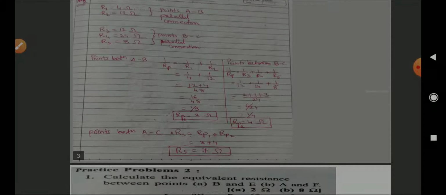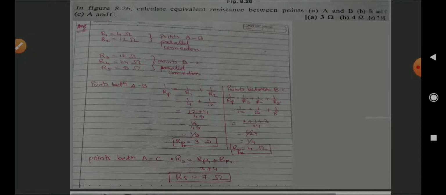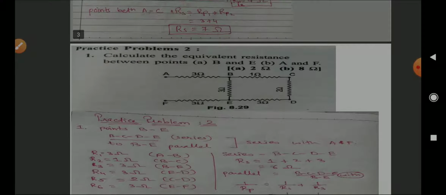So this is the way you do the sum. You need to first of all find out which one is in parallel connection and which one is in series connection. Let us move on to practice problem 2, number 1. Here it is a bit complicated, but it is easy. From B to C, C to D and D to E, they are in series connection, and this one is in parallel connection. So first of all we'll find out the series of this one, then we'll do the parallel, and then we'll find out the series of this one.